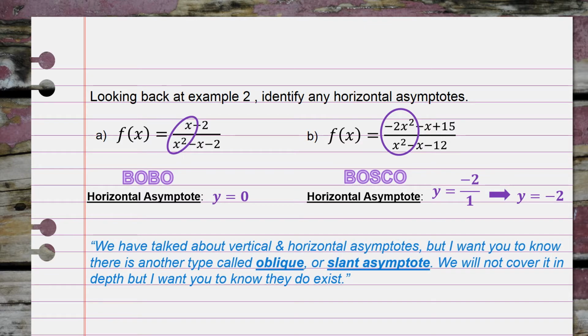Now, we have talked about vertical and horizontal asymptotes, but I want you to know there is another type called oblique or slant asymptote. We will not cover it in depth here, but I want you to know they do exist.